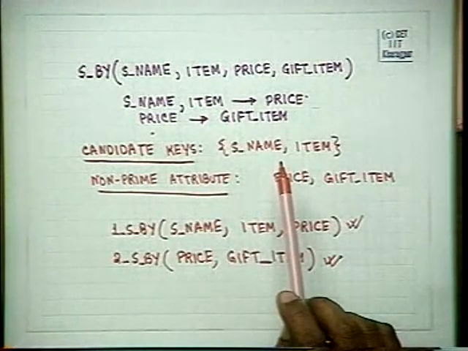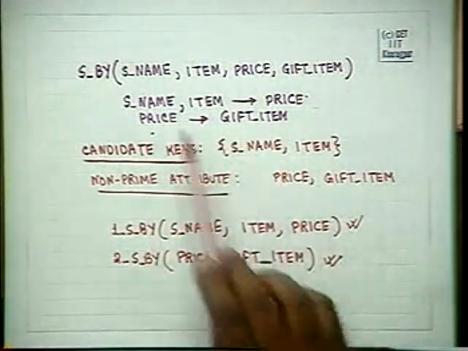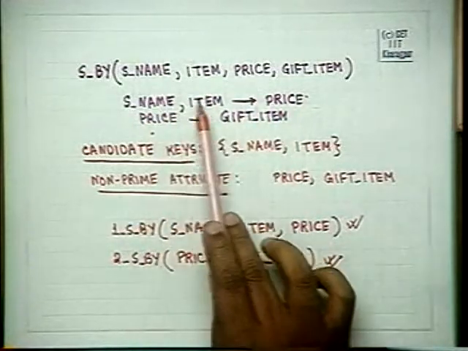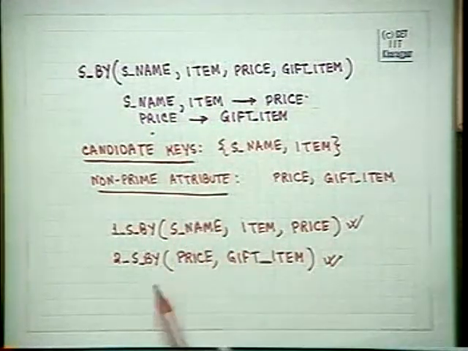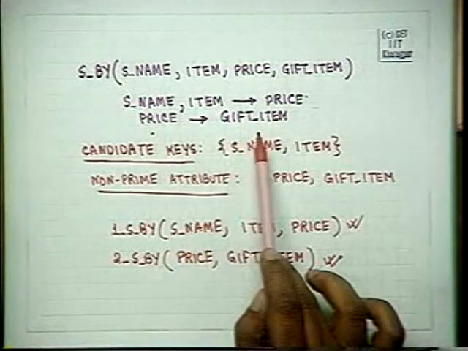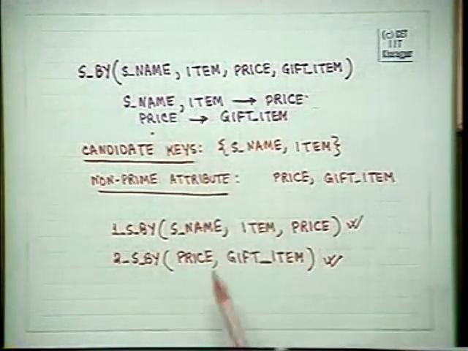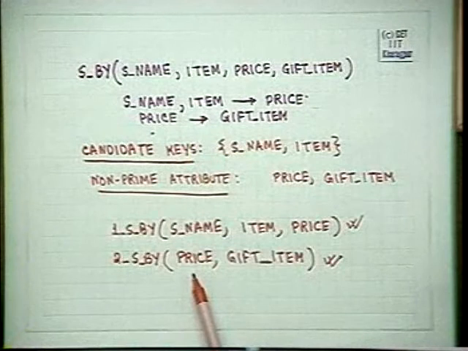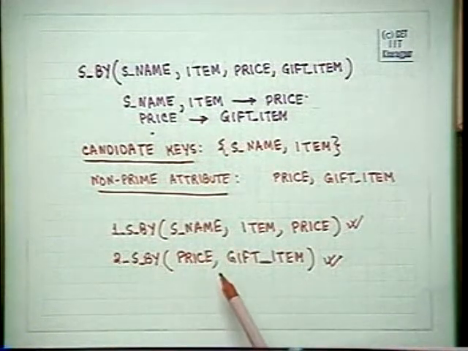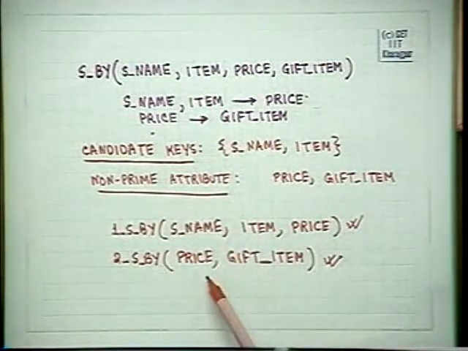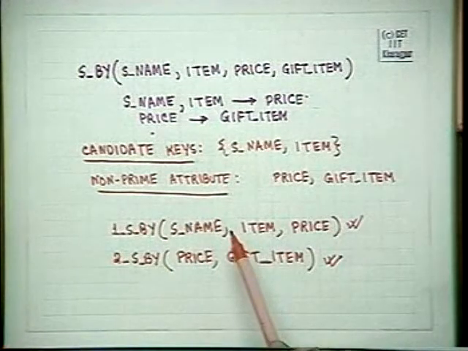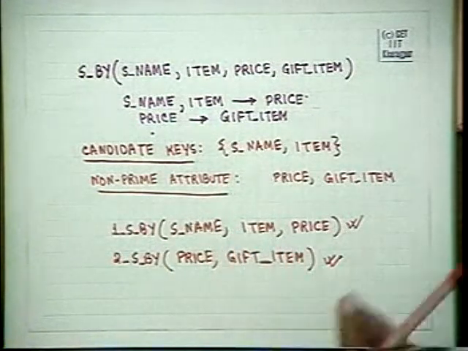And you can also check that it is also in Boyce-Codd normal form. Why? Because in this one, this functional dependency holds and S name and item is a super key. In the second one, this functional dependency holds, price to gift item, and price is a super key. Therefore, it is also in Boyce-Codd normal form, and there is minimal redundancy in the scheme. So, it can be considered to be a good decomposition.